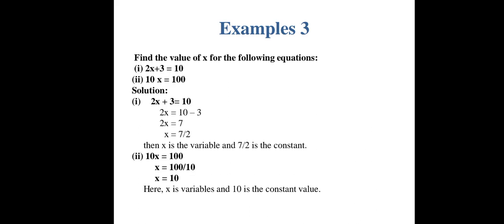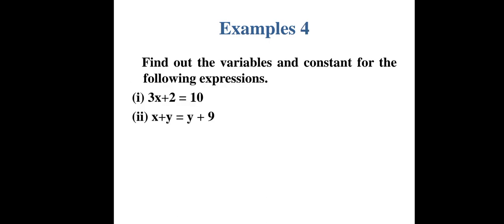Take the second equation, 10x = 100. The 10 goes to the division of 100, that is x = 100 by 10. We get the answer as 10. So from this one, x is the variable and 10 is the constant value.